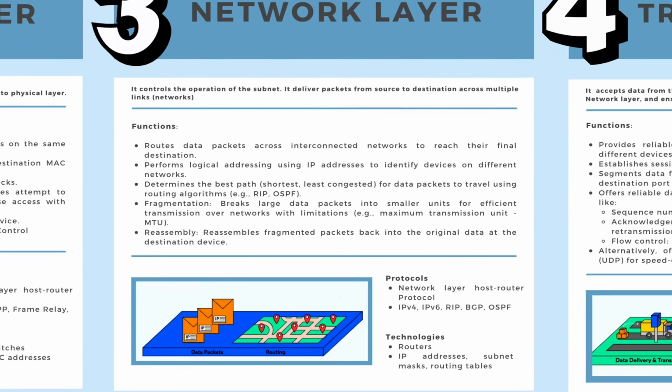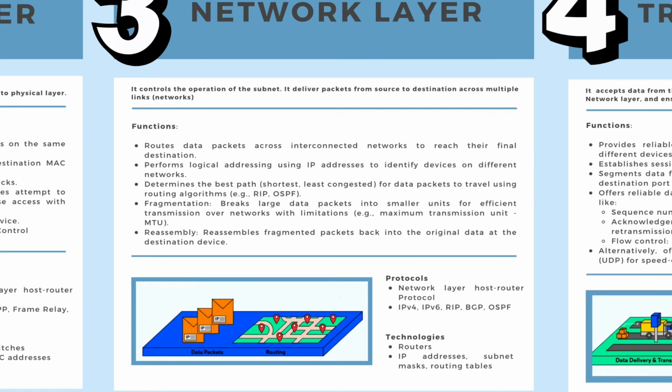On the other hand, we have the network layer, which is layer number 3, which controls the operation of the subnet. It delivers packets from source to destination across multiple links, which we are going to call networks. Among the functions this layer has is that it routes data packets across interconnected networks to reach their final destination. So it basically helps deliver those data packages to the final actor of our flow of information.